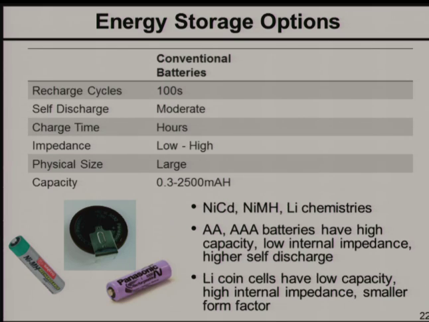In the case of coin cells, though, they do have quite a bit of internal impedance, so we may not be able to power a 50 milliamp radio directly out of the coin cell. You need to buffer it some more with decoupling capacitors and stuff. The other problem with conventional rechargeable batteries is their recharge cycles are quite limited. They lose capacity with increased recharge cycles. And the self-discharge, they do discharge quite a bit, too.